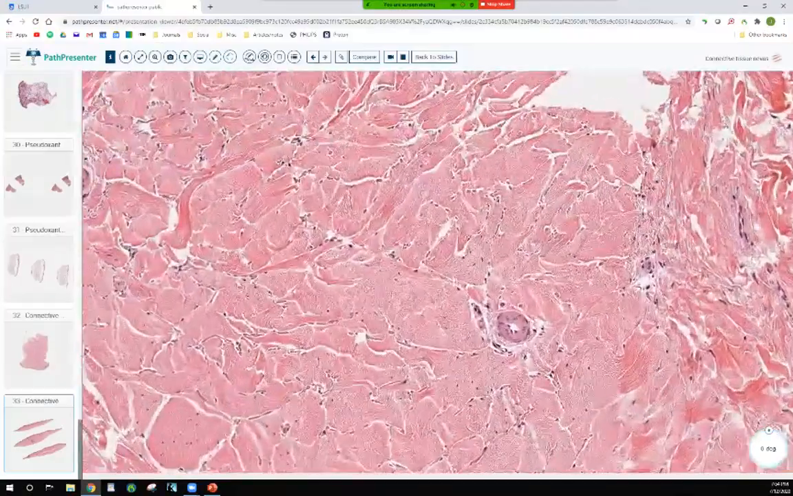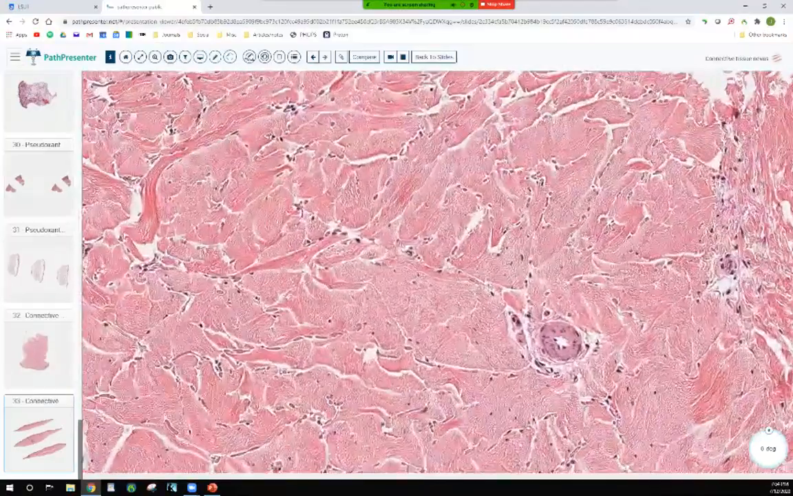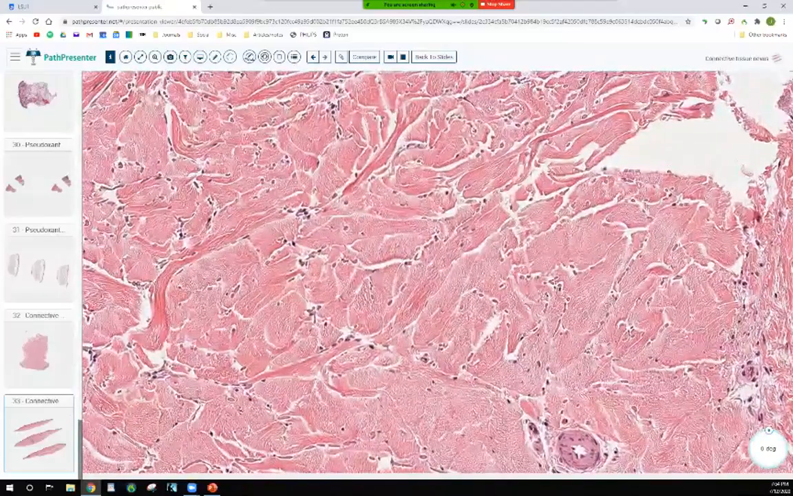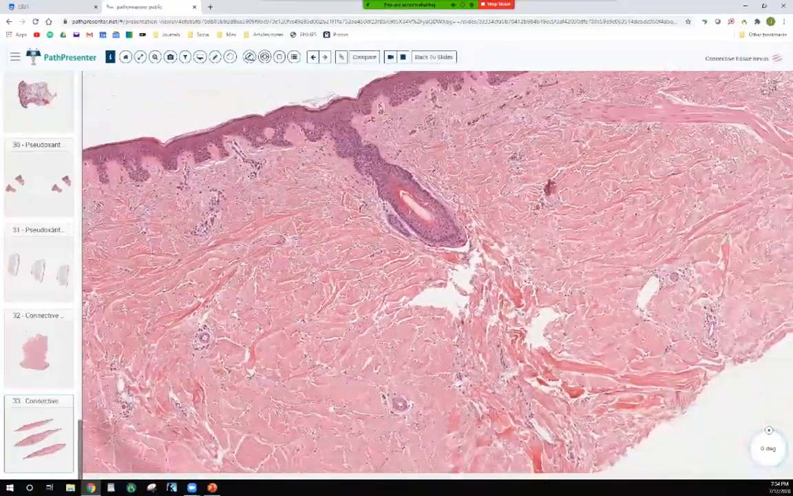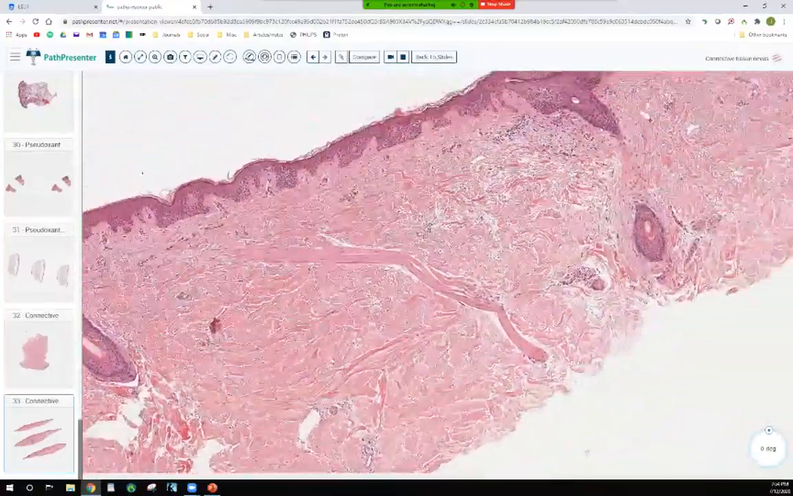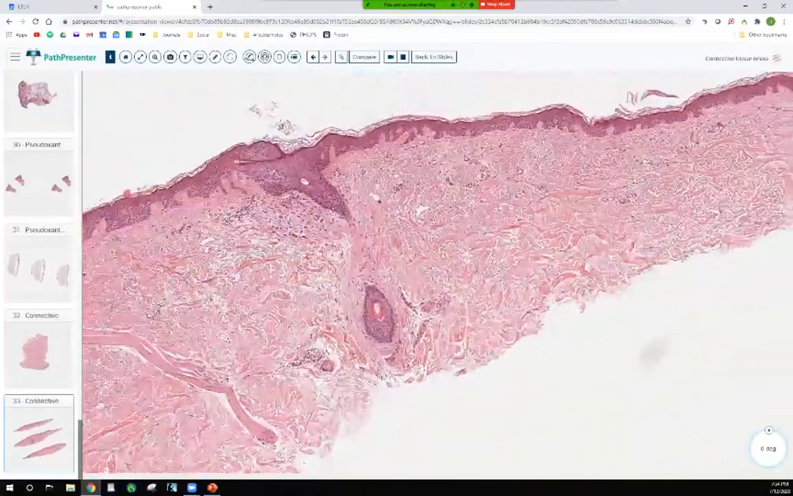And actually, looking at this a little bit closer, there's something funky about these collagen fibers. They're just kind of disorganized. It comes, I think, from seeing a lot of normal collagen. You start to be able to know what normal is supposed to look like versus abnormal.